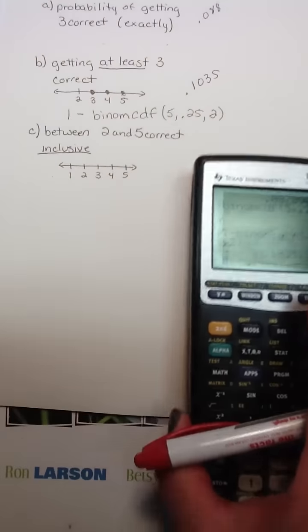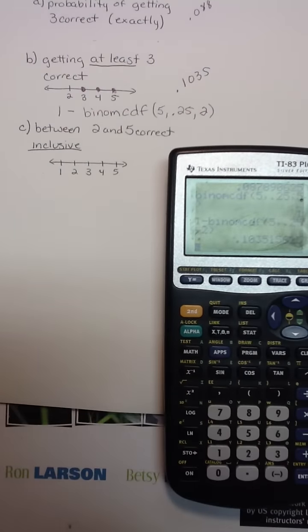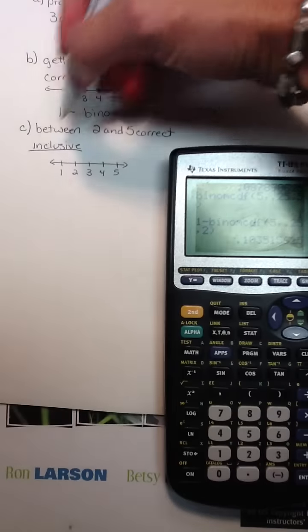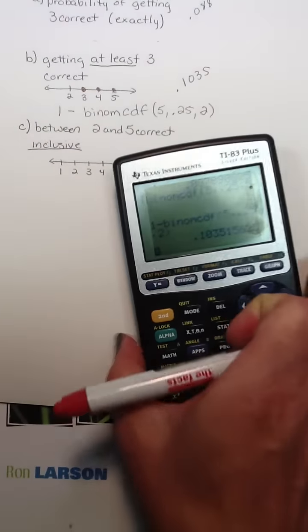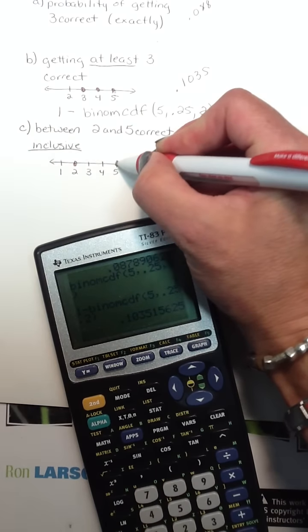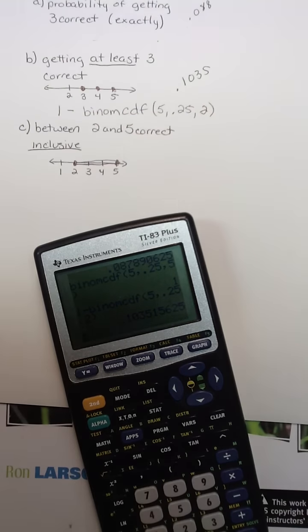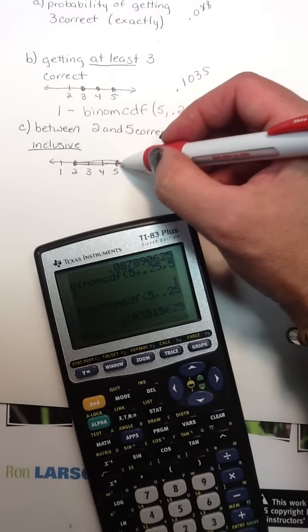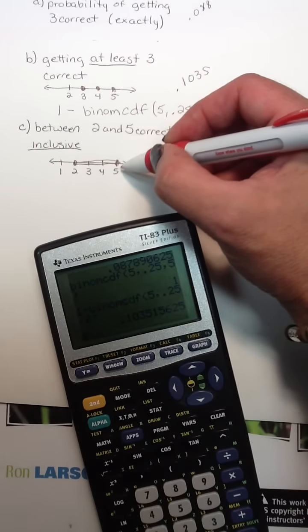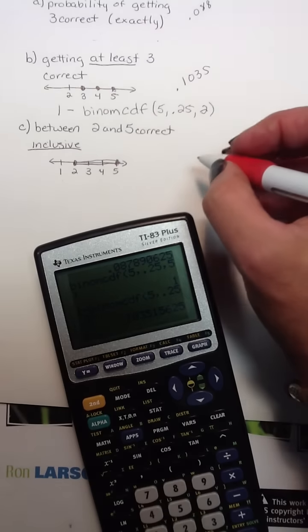My next question says the probability of getting between 2 and 5 correct inclusive. The word inclusive means that we're going to have both the 2 and the 5 and anything in between included in. Now, I'm going to show you kind of the longer way because your problems on your homework might involve having to do it this way.